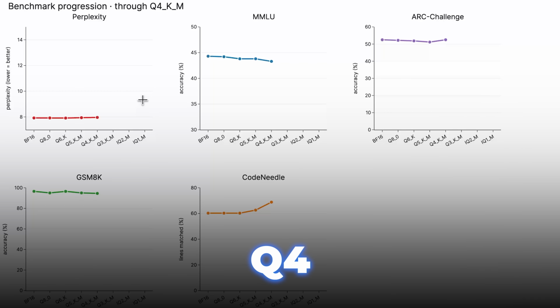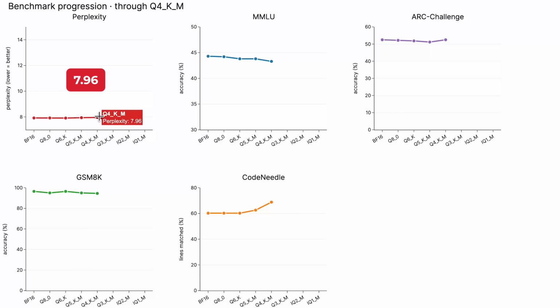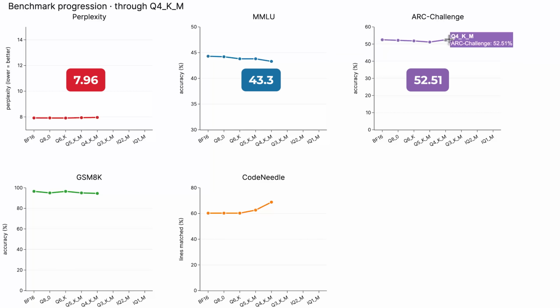We're down to Q4. We've crunched this thing quite a lot now. Q4 means we got rid of essentially 75% of the data. Perplexity says everything is fine. We're at 7.96. MMLU went down a little bit to 43.3. ARC is about the same as where we started. Same with GSM8K, and Code Needle is doing better.